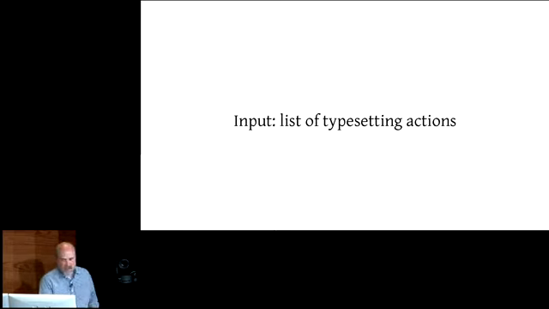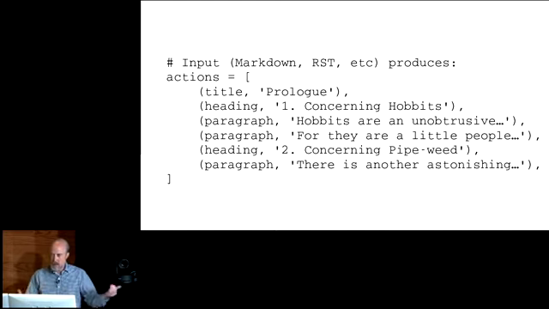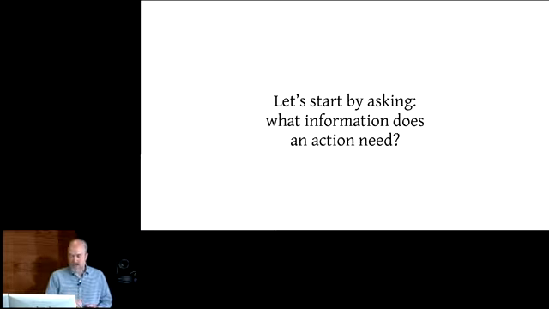All right, so I had my PDF library. I was moving again. The input is going to be, from however my text is stored, a list of typesetting actions: titles, headings, and paragraphs. And now I simply need to design the routine that will run through them, putting them on the page. What API should the layout engine use to call each of these actions, like heading and paragraph?